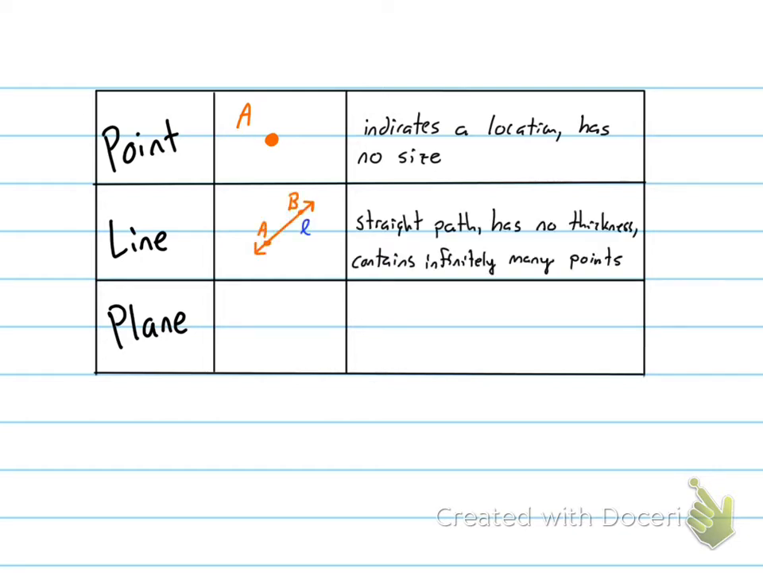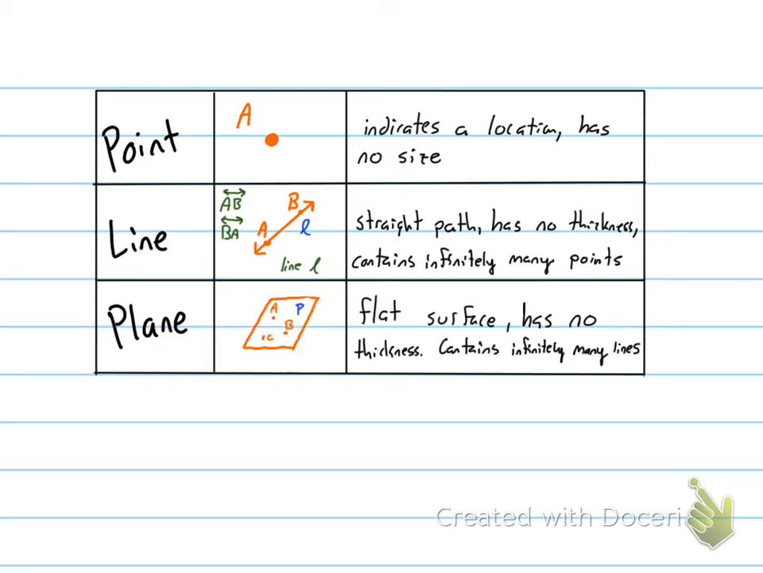Moving on to a line is a straight path, it has no thickness, and it contains infinitely many points. Different ways that we could name a line could be 2 points that are on it, such as AB. Since a line's symmetrical, we could also go the other way and call this line BA. And sometimes you'll see in certain diagrams, they'll give a cursive lowercase letter with it. So in this case, I could also call this line L, because I see that cursive L with it.